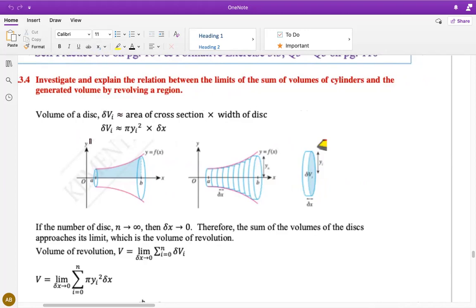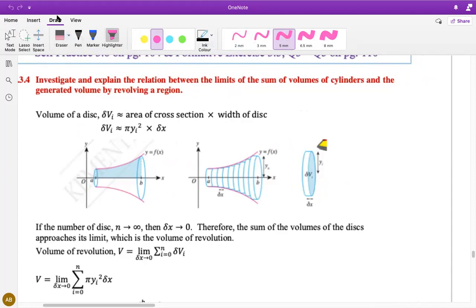Assume this is the volume that we want to find. It's given to us that the equation of the curve is y equals f(x). If we draw it like this, you can see the volume. If this curve is revolved 360 degrees about the x-axis, you'll find it is actually a combination of very small cylinders.